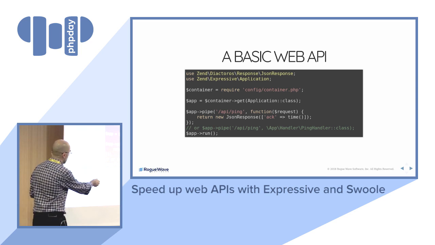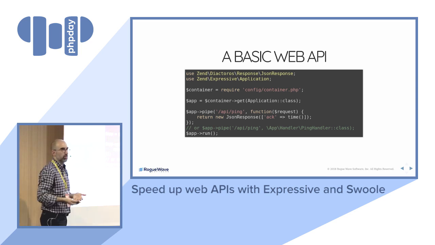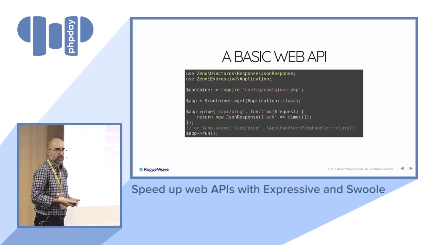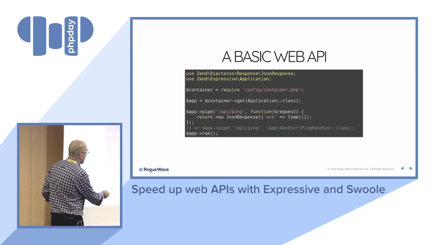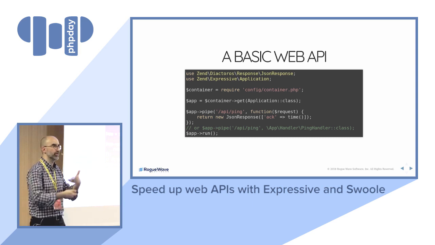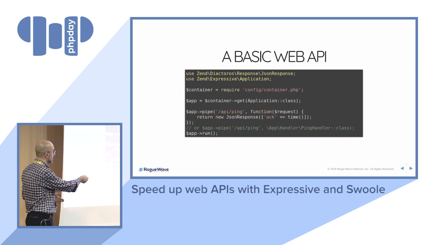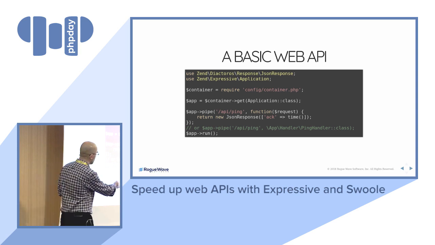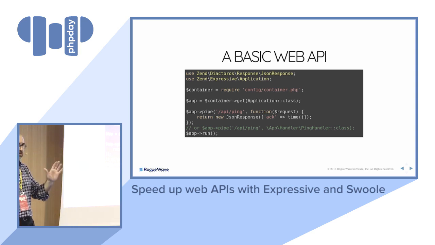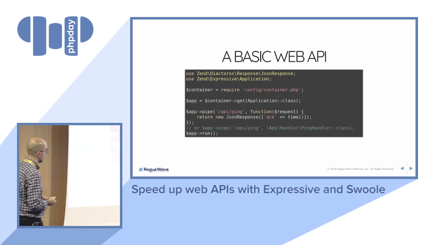Of course, this is an example with an anonymous function. Normally, you don't want to use anonymous functions to put everything in one giant PHP file, of course. So you can also, for instance, have a ping handler class, a class that implements a specific interface of the PSR 15 standard that does exactly the same. So instead of writing your code here, you're just saying, okay, when /API/ping comes, I execute this ping handler class. That's it. So this is the workflow of an Expressive application.